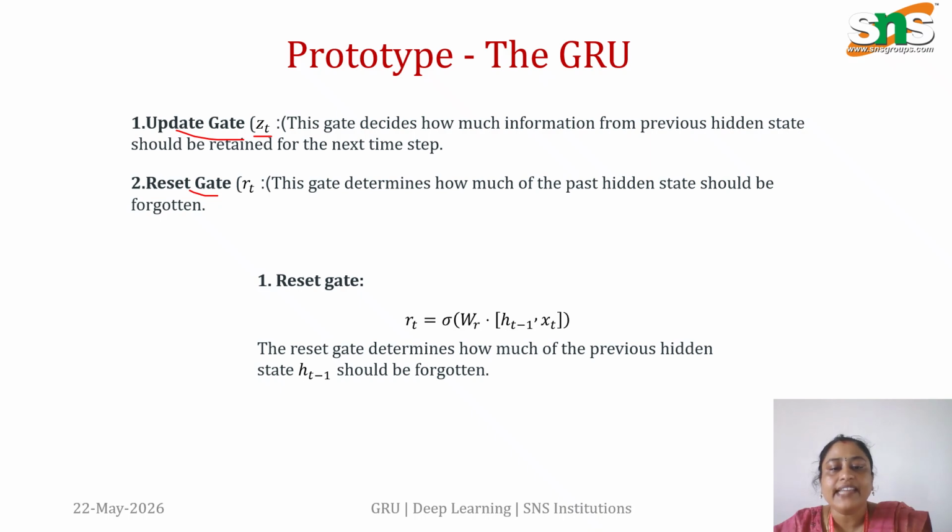The reset gate r_t is given by the formula: activation function of W_r, the weight of the reset gate, multiplied by the previous hidden state h_(t-1) plus the input. This is the formula for the reset gate. The reset gate determines how much of the previous hidden state, that is h_(t-1), should be forgotten. So this is about the reset gate.